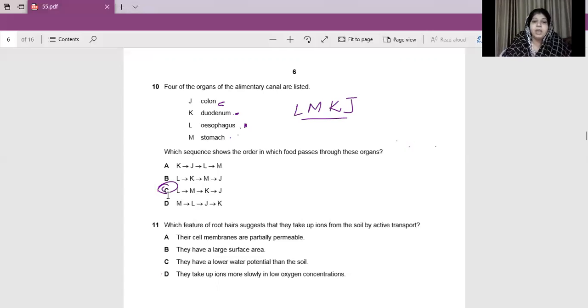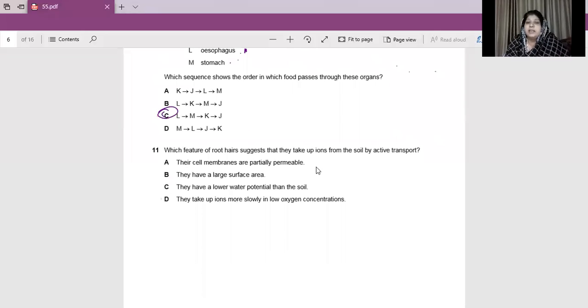Okay. Which feature of a root hair suggests that they take up iron from the soil by active transport? Right? Ions, large particles, large molecules. Cell membranes are partially permeable membranes. This is a feature for osmosis also. Large surface area, again this is for osmosis. Lower water potential than soil, we have to discuss ions, not this one. They take up ions more slowly in low oxygen concentration. We all know that, it is a common sense point. In the soil, oxygen is low. And they are breaking down glucose with the help of oxygen to produce energy by the respiration process.